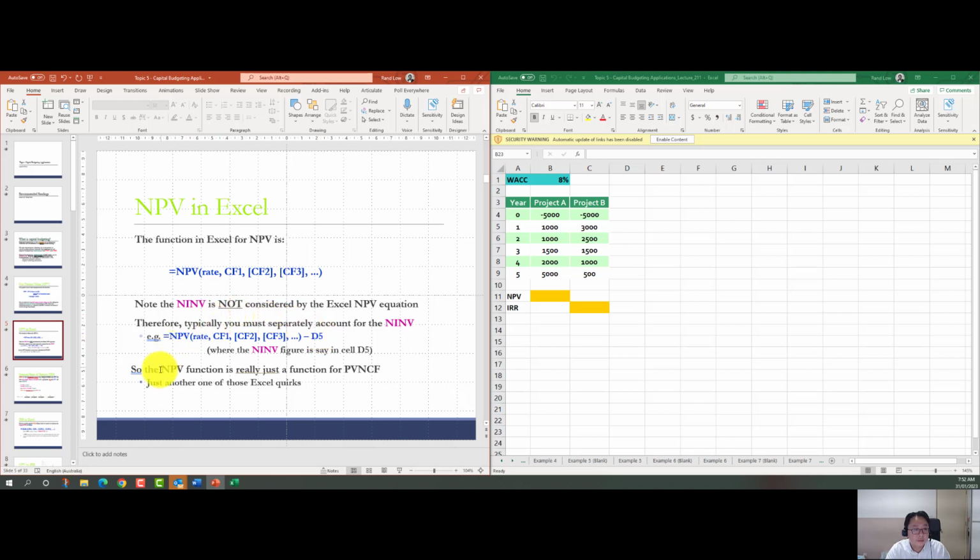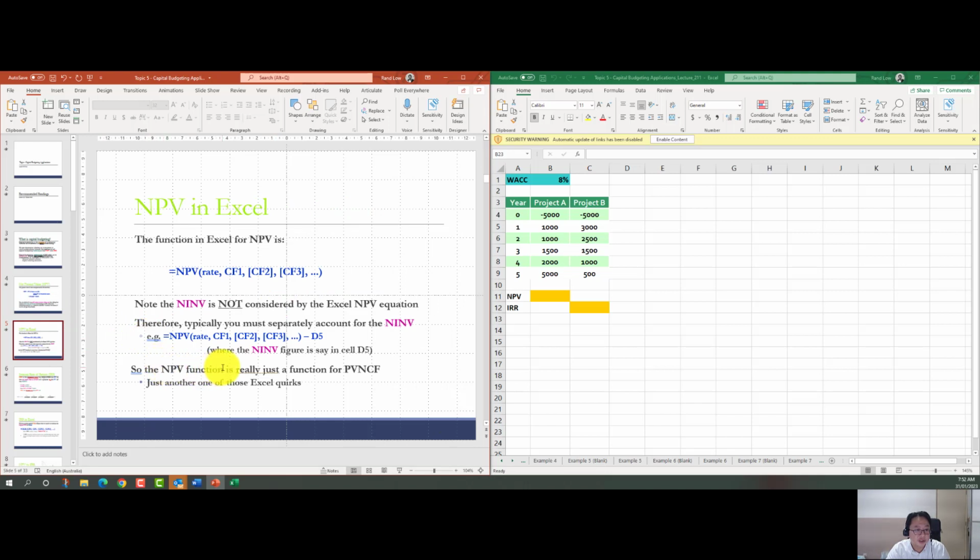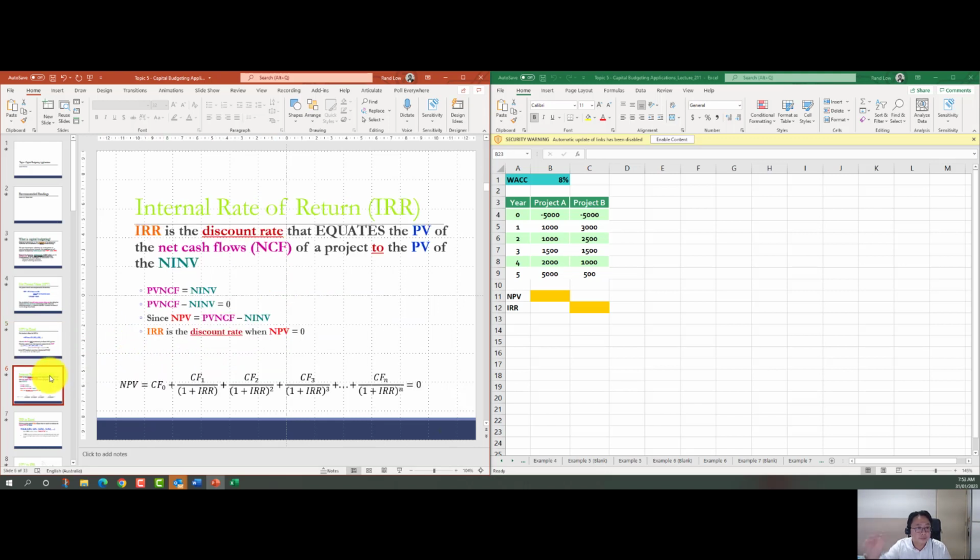Okay, so basically net present value is just a function of PV and CF. So we've got lots and lots of acronyms here. Okay, so we've used the acronyms NPV, CF and NINV. That's our acronym for present value of net cash flows, and NINV, which is the investment amount. But in Excel, it's just an NPV function. Okay, so another one that we often use is going to be the internal rate of return. So the IRR is really just a discount rate that equates the present value of net cash flows of a project to the present value of NINV.